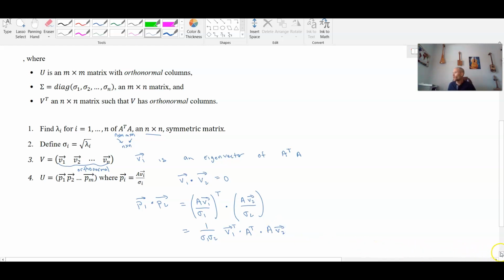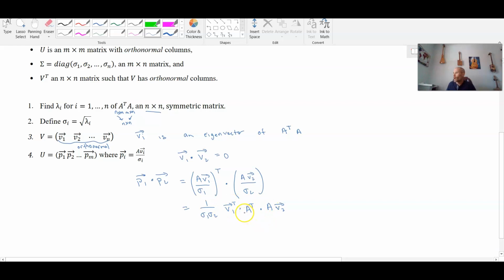A V2. Okay, well, I already know V1 and V2 are orthogonal, but what do I know about A transpose A times V2? Well, A transpose A times V2 is equal to lambda 2 V2. And the reason this is the case is that when we studied eigenvalues and eigenvectors, we studied this equation here. If this was lambda 1 and v1, or lambda 2 and v2, then v2 and lambda 2 were an eigenvalue-eigenvector pair of A. But our A in this case is the matrix A transpose A. So that itself is a matrix, and v2 is an eigenvector of A transpose A, and lambda 2 is an eigenvalue of A transpose A.